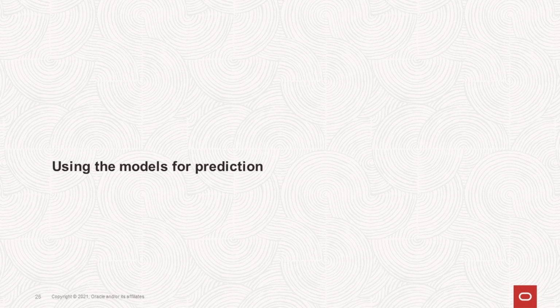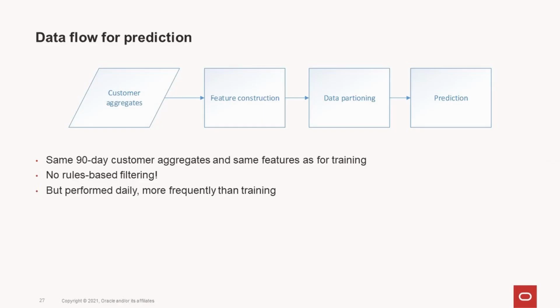Now of course after we train, we actually want to do something with these models. We want to predict with them. So the data flow is not the same as what we just discussed for training. The first 2 boxes are the same: we form the customer aggregates, and we do the feature construction.